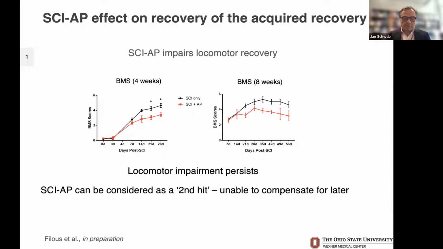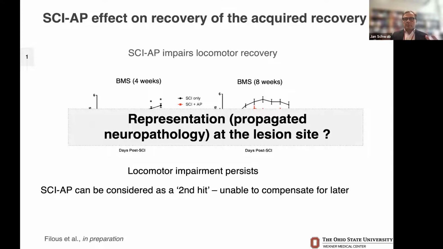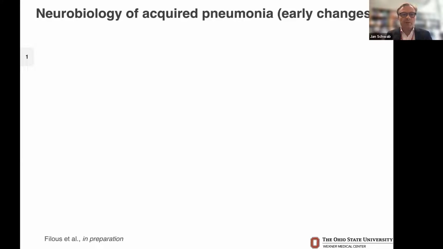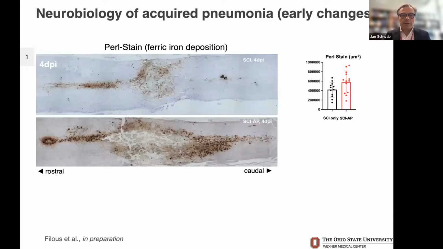So I guess it's fair to say that a spinal cord injury can indeed be considered a second hit, for which the animals are unable to compensate even later. So being a very robust effect, of course, the question then is what is happening here at the lesion site? What neuropathology may really entertain this functional impairment? Here we looked at the tissue of these animals, and what we could see, already very early on in these animals with acquired pneumonia, is that the lesion looks quite different.